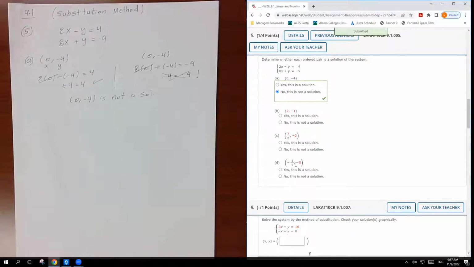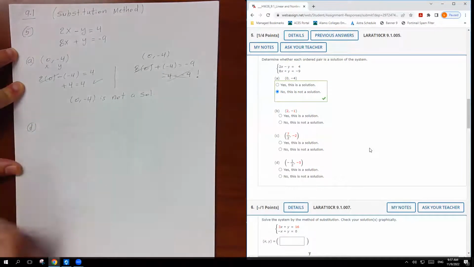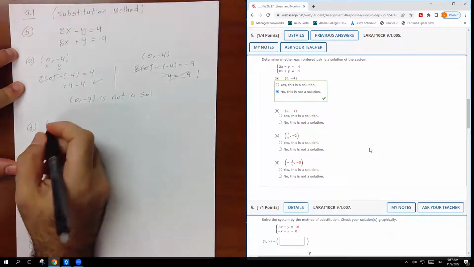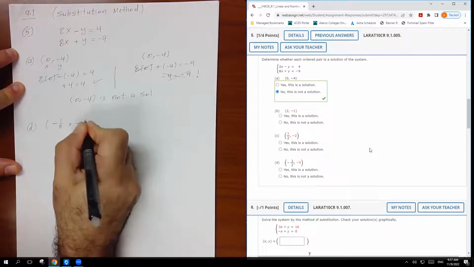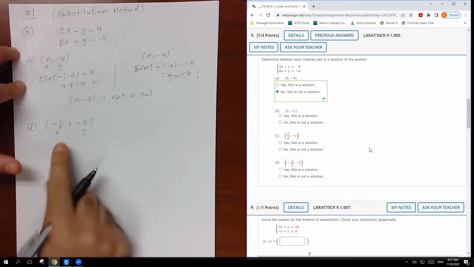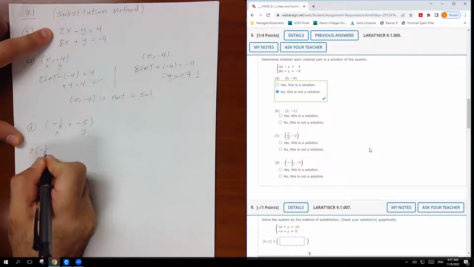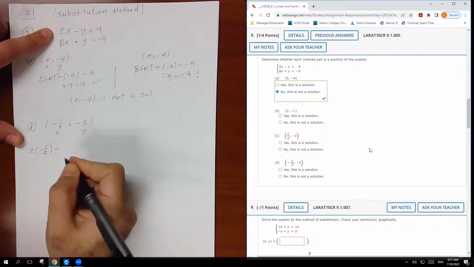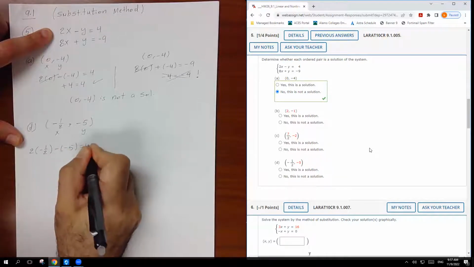The last one we have, and you have to do B and C. Let's do D. D, we have -1/2 and -5. That means this is x and here is y. So we're going to plug in with the first equation. 2 times -1/2 as an x, minus y, so minus -5, is supposed to be equal to 4.